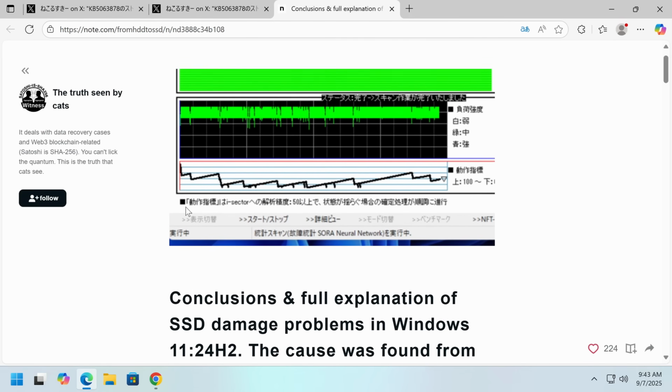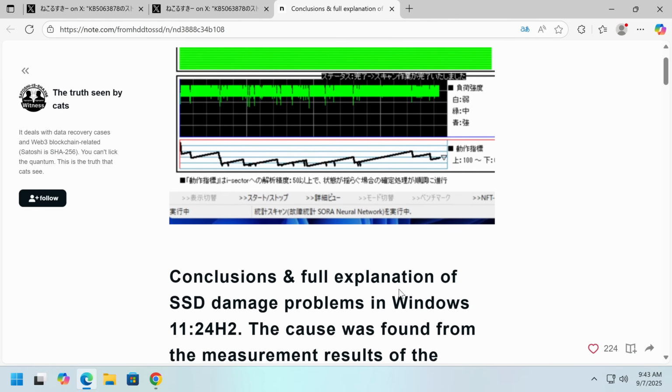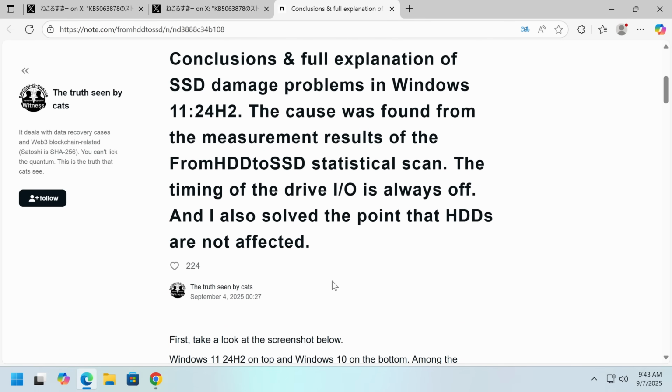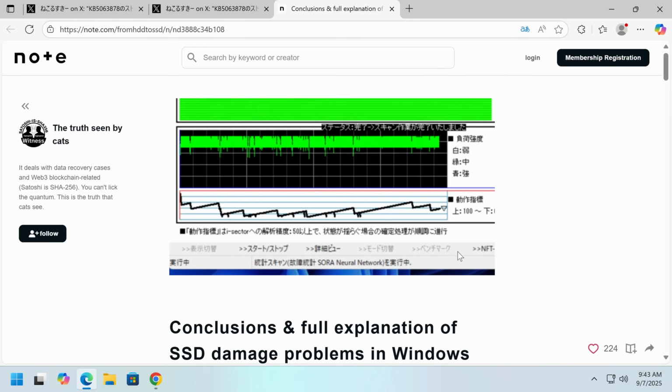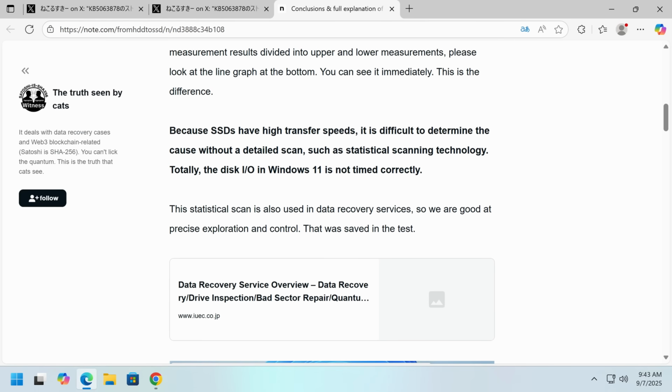There's also this blog from note.com, conclusions and full explanation of SSD damage problems. Once again, this is AI translated. So just so you know, if you're looking at the pros and you're suspicious, this is translated. That's why. First, take a look at the screenshot below. Windows 11 24H2 on top and Windows 10 on the bottom. Totally, the disk IO in Windows 11 is not timed correctly.